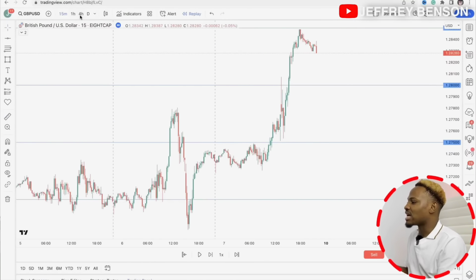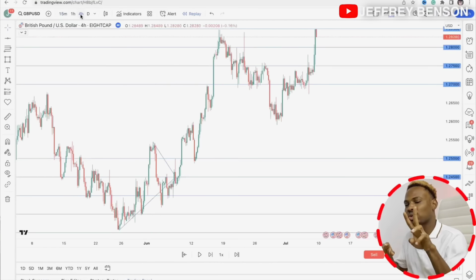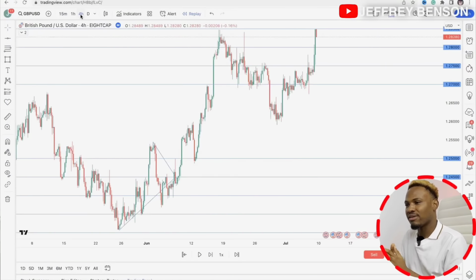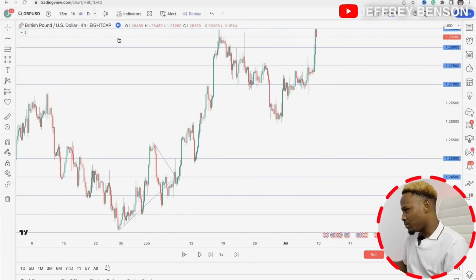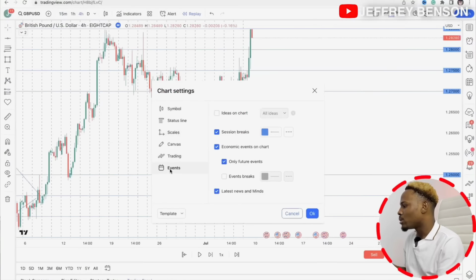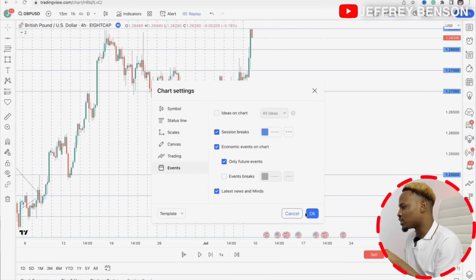Then the next concept is high low of the week. The concept of high low of the week happens every Monday. The first 2 candles to form on a Monday are the candles that specify the high of the week and the low of the week. How we do that is we go to settings, come to events, and you toggle on session breaks.